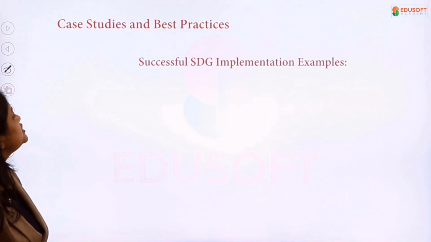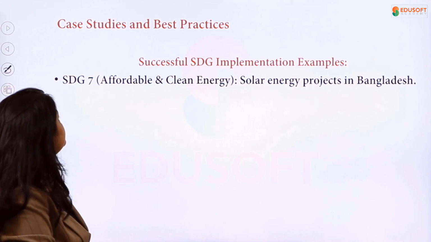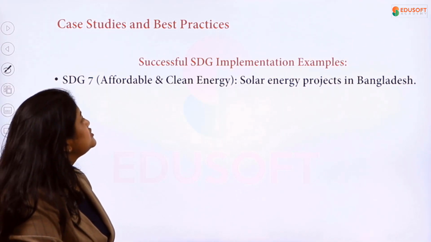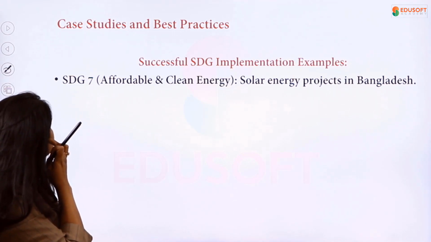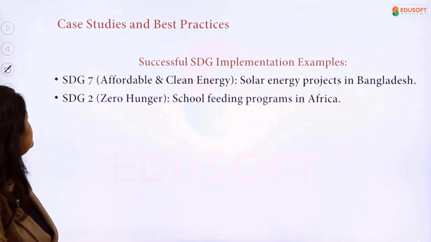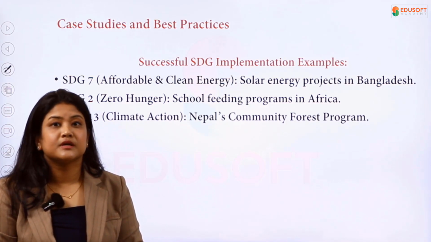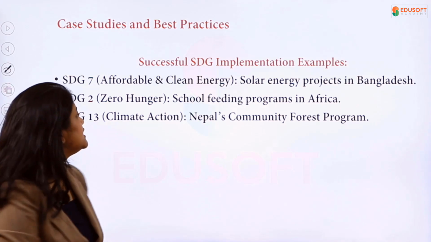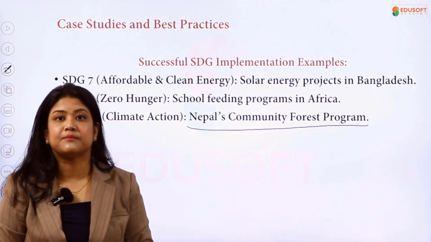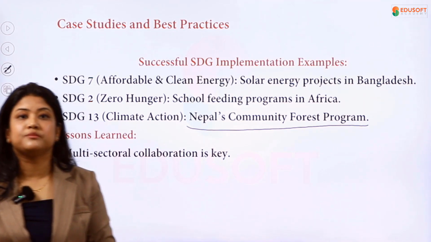So some of the successful SDG implementation examples that I want to show you all here: in terms of SDG 7, that is affordable and clean energy, what are the successful implementation examples? Solar energy projects in Bangladesh. In terms of SDG 2, zero hunger, school feeding programs were established in Africa. In terms of SDG 13, that is climate action, Nepal's community forest programs can be taken as successful SDG implementation examples.